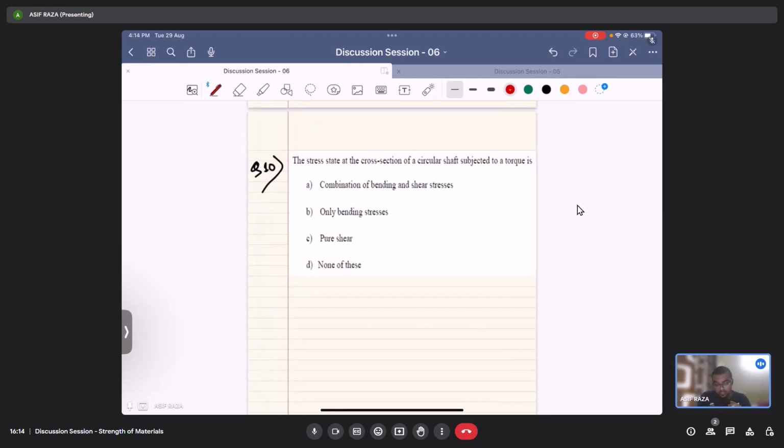The question says the stress state at the cross section of a circular shaft subjected to a torque is: combination of bending and shear stresses, only bending stresses, pure shear, or none of this. So the question asks what is the stress state of the cross section of a circular shaft subjected to a torque, and the correct answer is option C, it's a pure shear case.